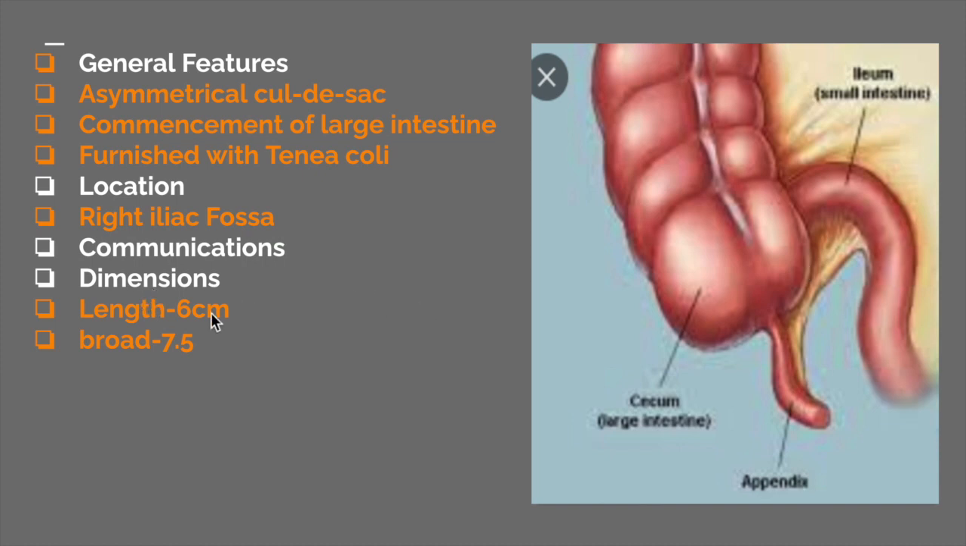If you see the size of the Caecum, the length is 6 centimeters. Comparatively, it is more in breadth. The width is 7.5 centimeters, whereas the length is 6 centimeters. Like the Caecum, there are some organs in our body which are more in width comparatively with their length. Those are prostate, pituitary and pons.